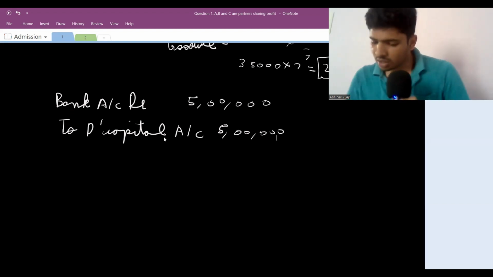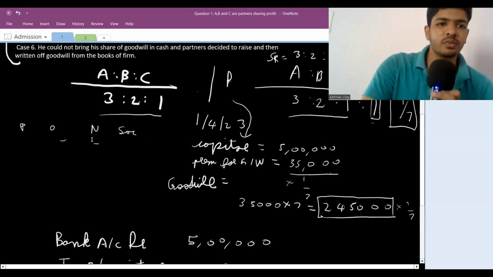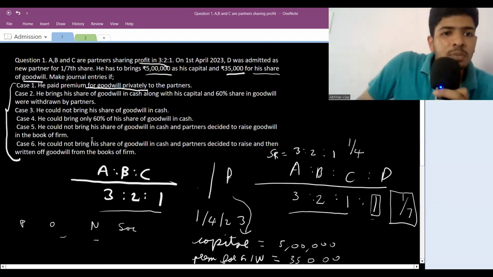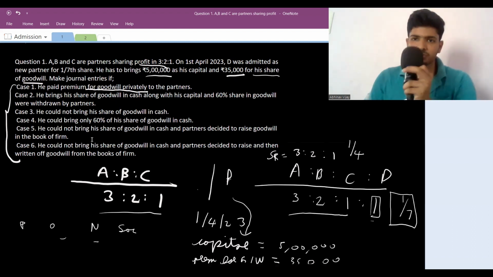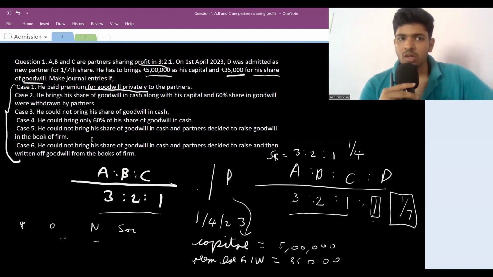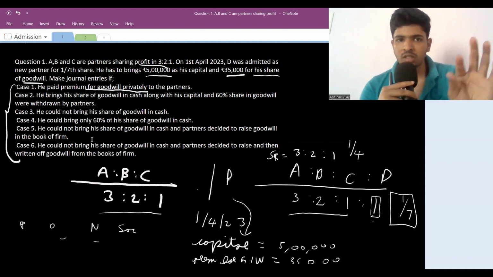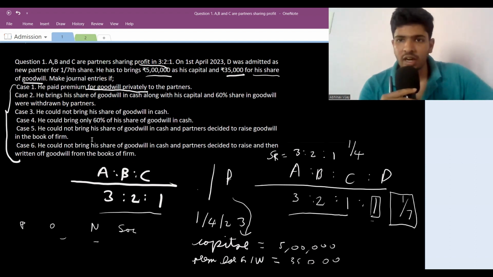Now let's start case by case. The first case is he paid premium of goodwill privately to the partners. Now listen, this is the reason why I brought all the cases that can be asked in the exam in relation to goodwill in one question. Nothing except these 6 cases can come. Only the numbers, percentages or values may vary. Other than that, the question will be exactly the same.